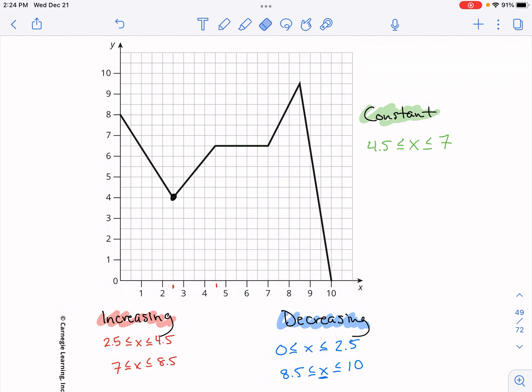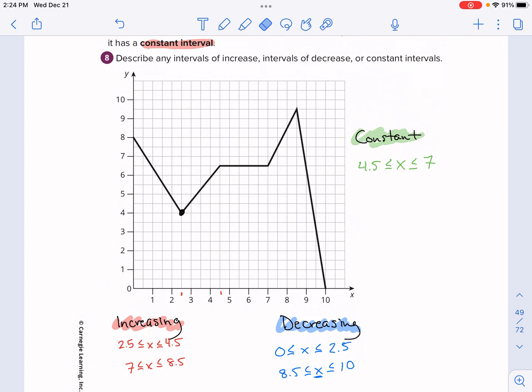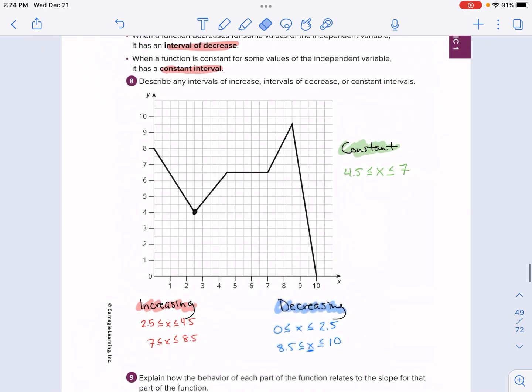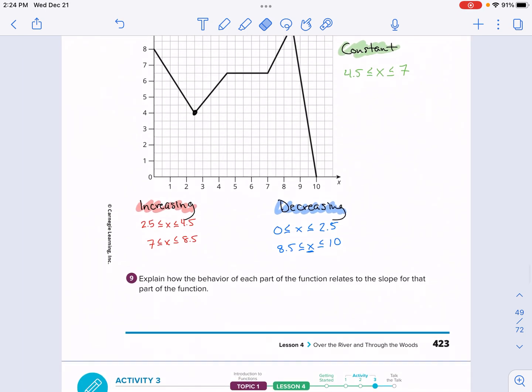Okay. All right, a lot of annotations that we had to rewrite, but overall, we know how to find the varying parts. It's just a matter of looking at where they are on the x-axis. I draw lines, but maybe you can just compare and see where it lines up on the x-axis. But let's go ahead and answer number 9 in relation to this. Explain how the behavior of each part of the function relates to the slope for that part of the function.